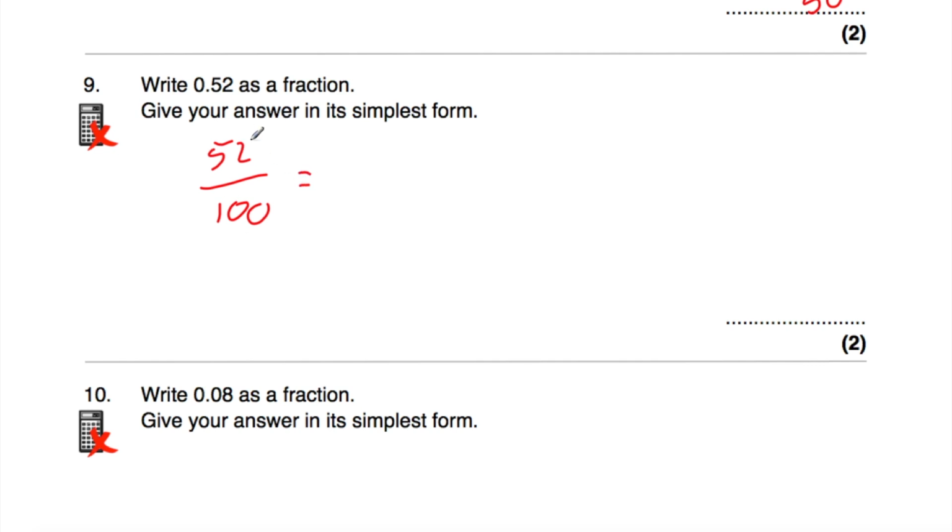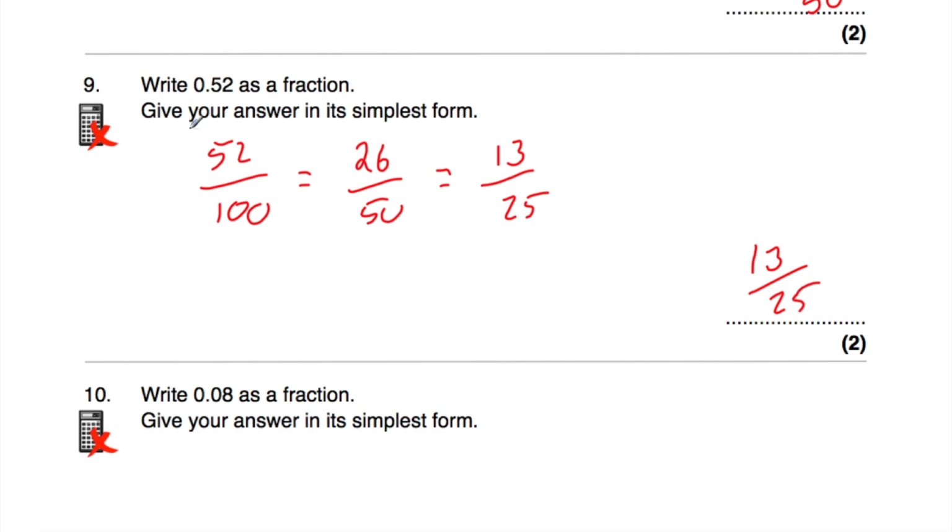And then cancelling that down, both of those numbers are divisible by 2, so that would be 26 over 50, dividing them both by 2. We can actually divide by 2 again, and if you divide both of those numbers by 2, we'll get 13 over 25. And that's it. So that would be 13/25. So 0.52 as a fraction would be 13/25.